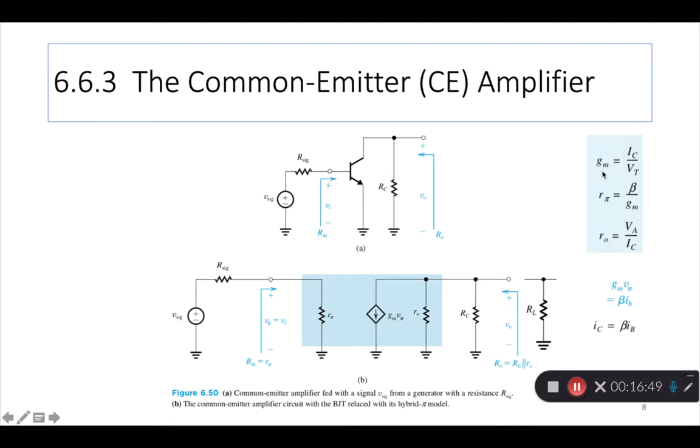What is the transconductance? It's IC by Vt, the bias current in the collector divided by Vt, which is a constant, right? 25 millivolts. So the transconductance is strictly a function of the collector bias current. Similarly, the R pi, which is the input resistance here, is beta, which is a property of the transistor, divided by Gm.